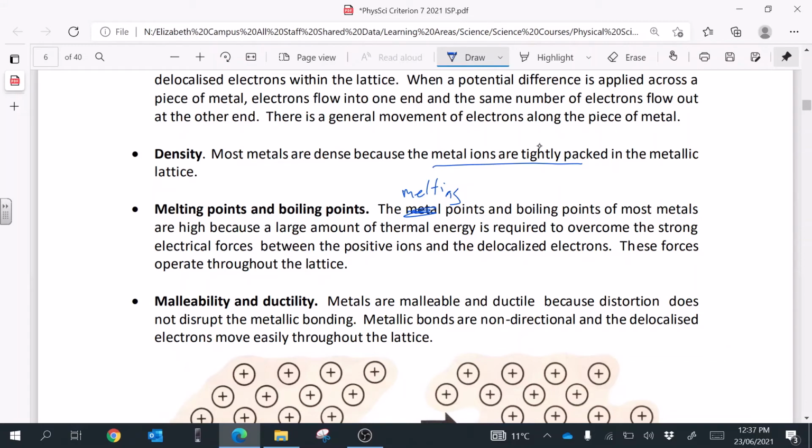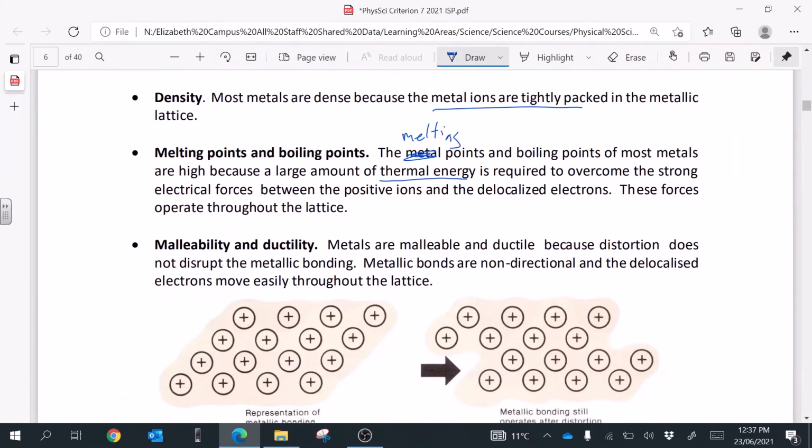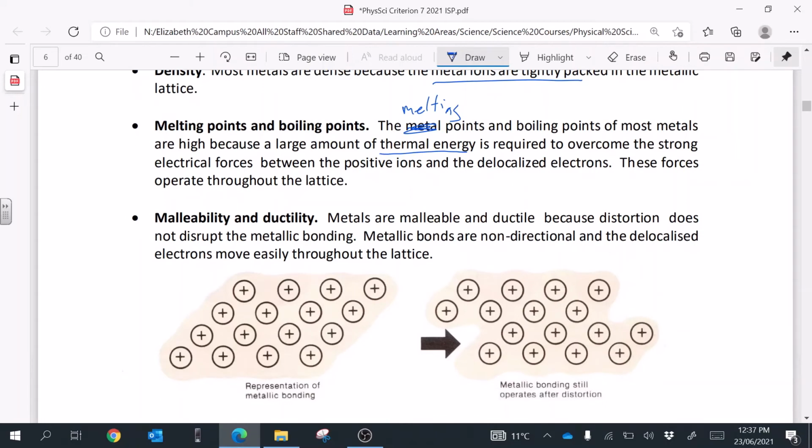This is an important concept because it'll come back for all our other types of bonding as well. If something has a high melting point or boiling point, it needs a lot of thermal or heat energy to break the bonds. If it has a low melting point or boiling point, it doesn't require much energy to break the bonds, so the bonds are not strong. We'll talk about them more when we talk about non-metals as well.